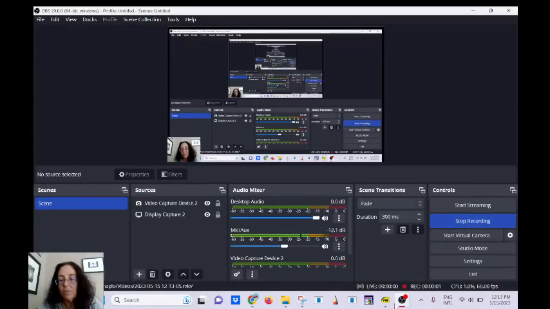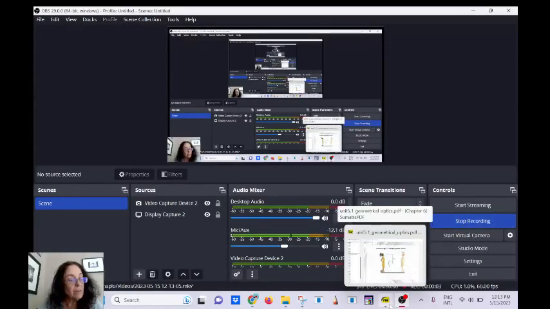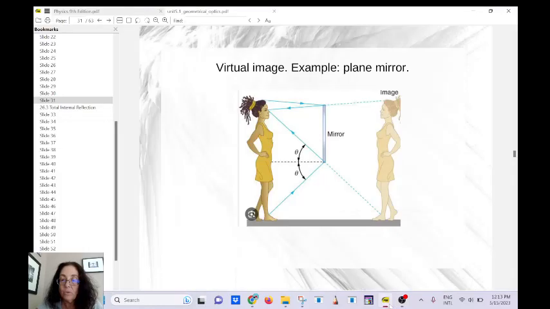Hi guys, so before going to the next chapter, I want to go back to the plane mirror. I mentioned when I showed you the simulation that if you want to see your full body, you need a mirror about half your height. And I found this picture that explains exactly why.